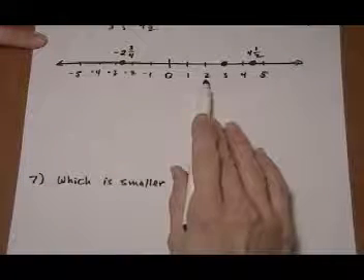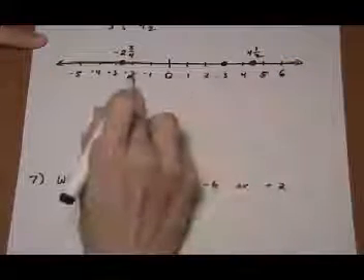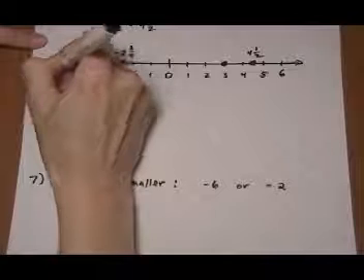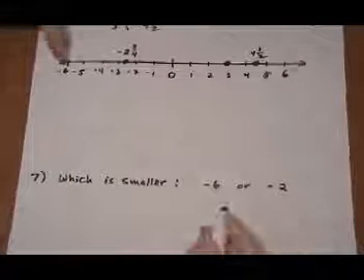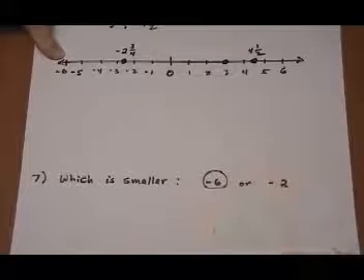So when we're at the positive numbers, yes, 2 would be less than 6, which is over here. But when we go to the negatives, let's put the minus 6 there. Minus 6 is more to the left. It's more negative. So minus 6 is smaller.